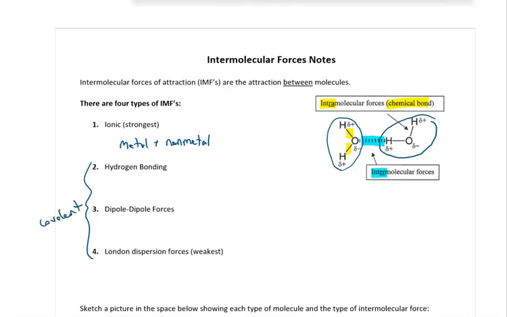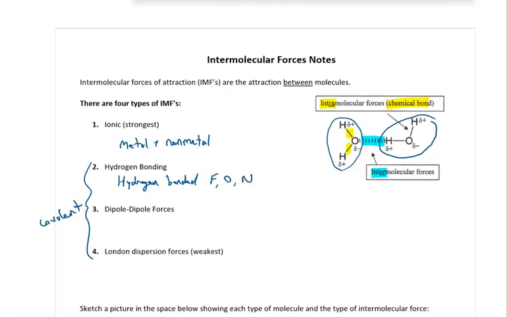So if you ever see an ionic compound, we're typically just going to rank that one as the strongest intermolecular force, the greatest attraction. And then we'll compare the three covalent ones: hydrogen bonding, dipole-dipole, and London dispersion. Now, among those three, hydrogen bonding is the strongest. This exists when you have a hydrogen atom, and it has to be bonded specifically to fluorine, oxygen, or nitrogen.